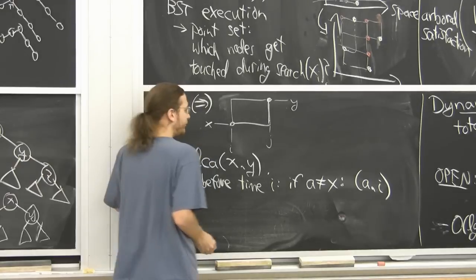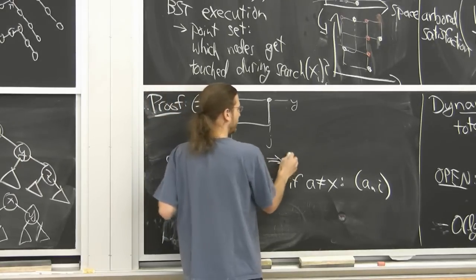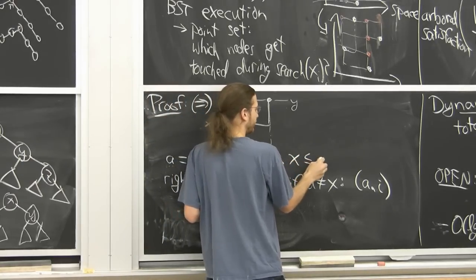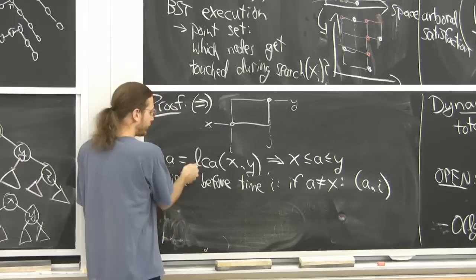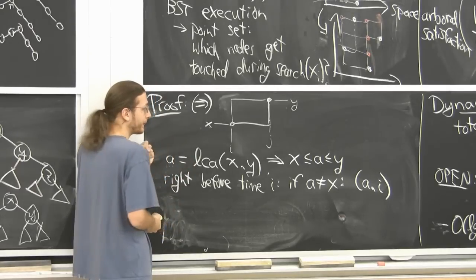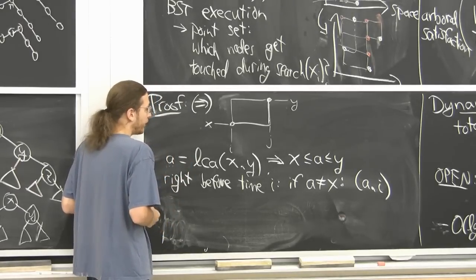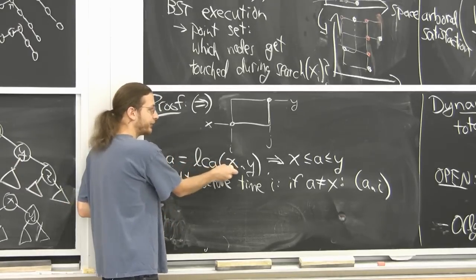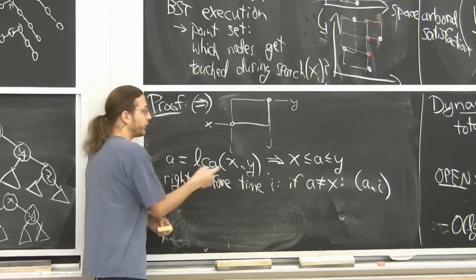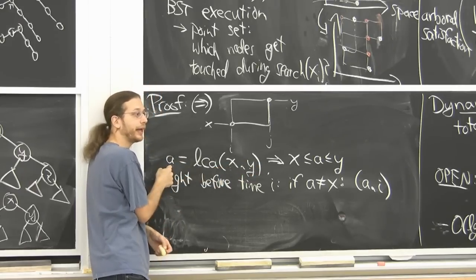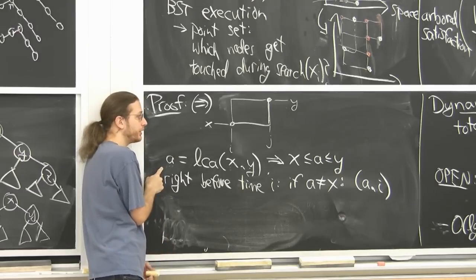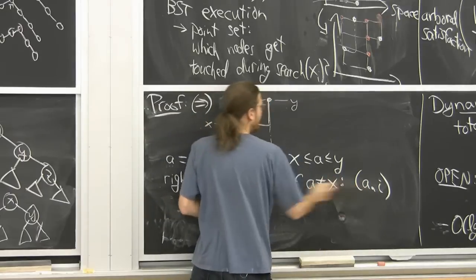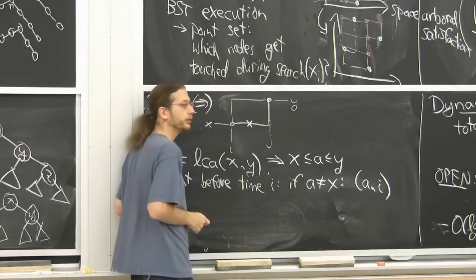Okay, least common ancestor has the property that x is less than or equal to A is less than or equal to y, right? Common ancestor, least common ancestor will be between x and y. And we also know that it's an ancestor of x and it's an ancestor of y. So if you're going to touch x, you must touch A. If you're going to touch y, you must touch A. So A, comma, i is going to be some point here, which is what we need.